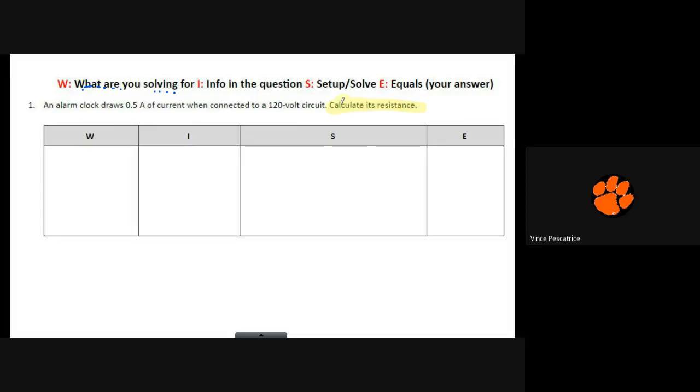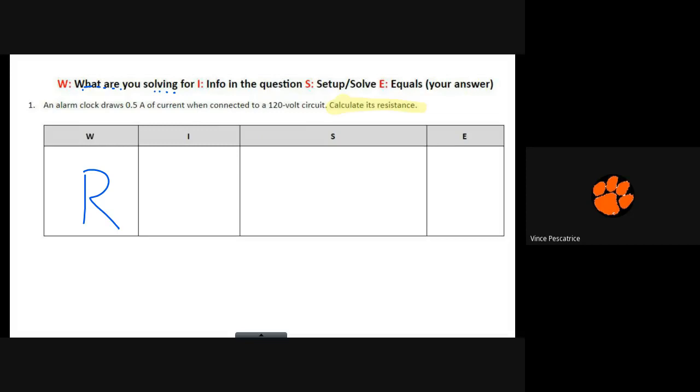All right. Next, you can look for things. Let's go ahead and put that in the box first. So calculate the resistance. So that goes in the what box. So you're just going to type in an R in that box. I know you're going to be doing this assignment on the computer. So what I'm going to write down is what you can physically type into the computer. So type in a capital R into the W box.